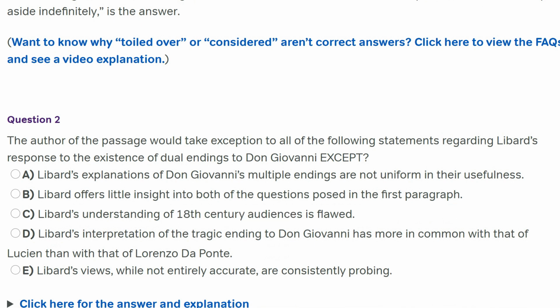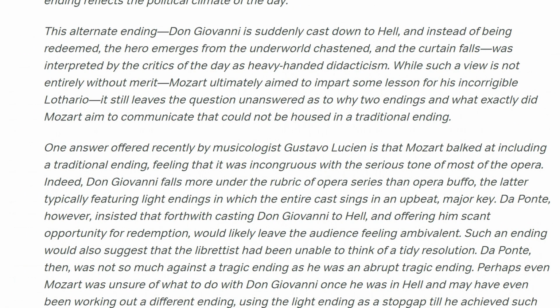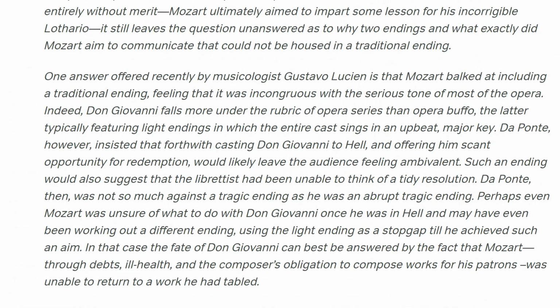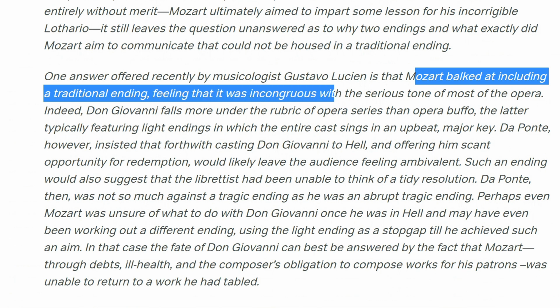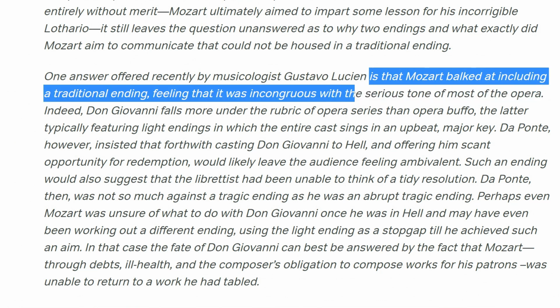Leibard's interpretation of the tragic ending to Don Giovanni has more in common with that of Lucian than with that of Lorenzo da Ponte. Wow, this is tough. I'm going to have to understand both of those points of view. So does he agree? This guy thinks that it's all about being popular with audiences. Does that agree with Lucian more than Ponte? Where was Lucian again? Lucian is the one who balked at including a traditional ending, feeling that was incongruous with a serious tone. No, Lucian isn't really all about popularity. He's about how it just doesn't fit with the seriousness.